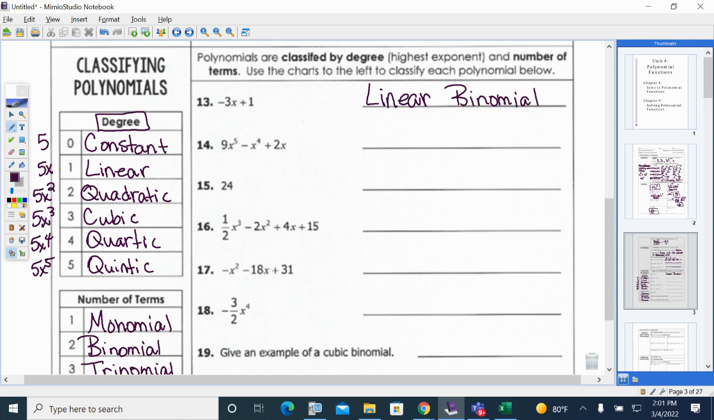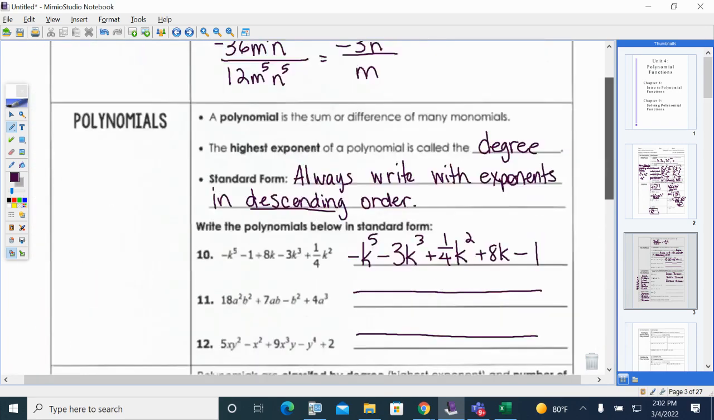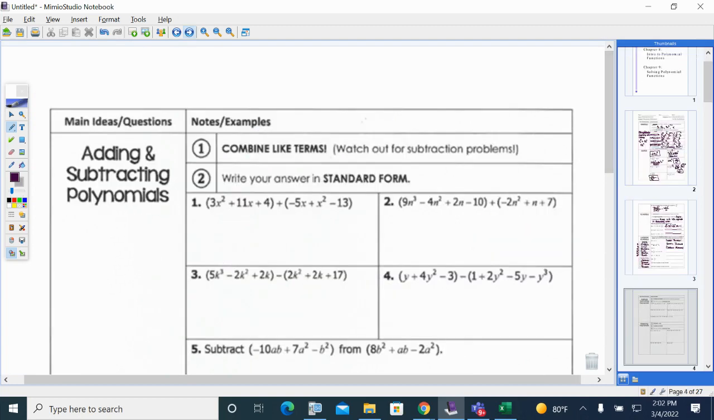On number 14, the highest exponent is a 5. So that would be quintic. And there is 1, 2, 3 terms, so this is a trinomial. On number 15, there is no x. This is just your constant. And it is just a monomial because there's only 1 term. So that's how that's all done. We're going to move on to the next page in the notes.